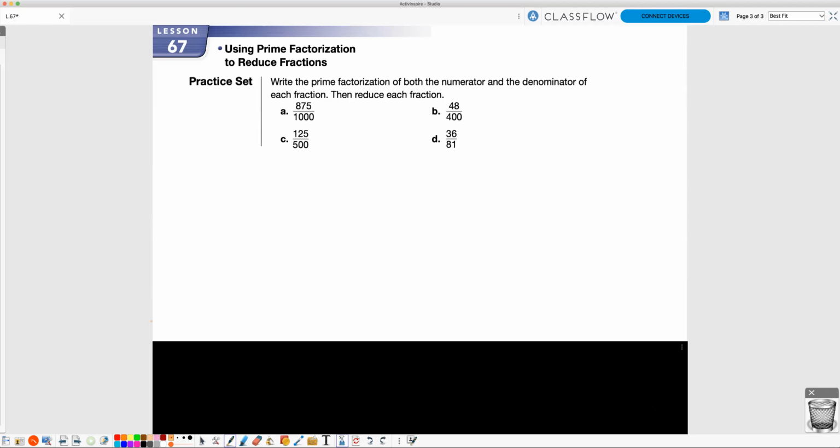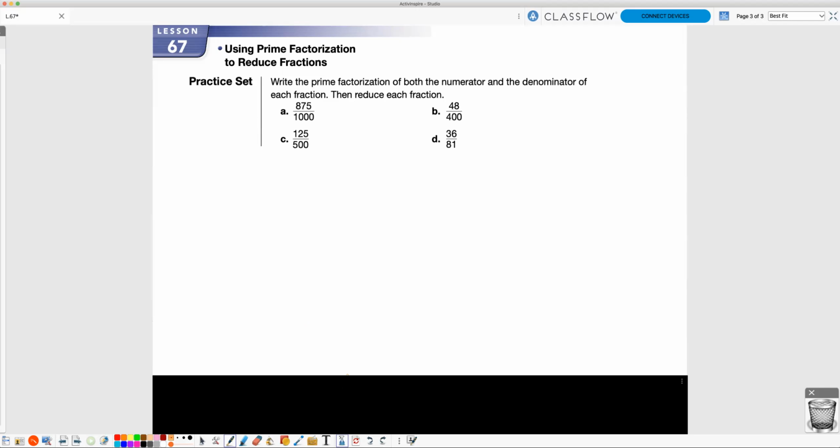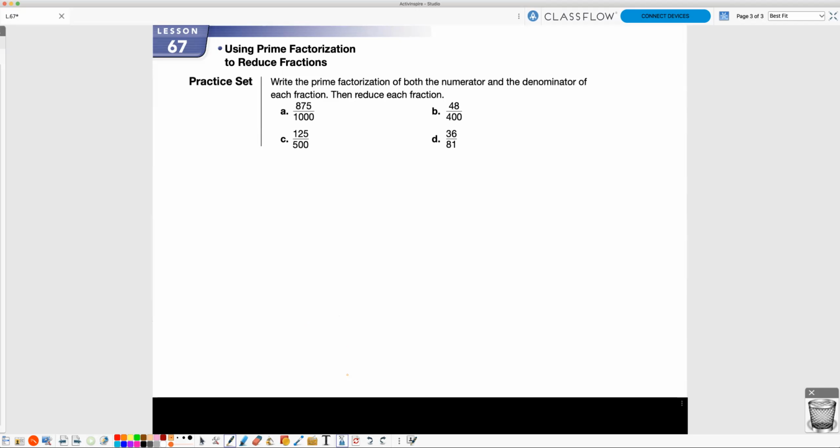All right, so let's write the prime factorization of both the numerator and the denominator of each fraction and then reduce the fractions. So for letter A, I'm going to start with 875, and I'm going to do division by primes. I know that it's divisible by 5 because it ends in 5. So this 5 will go into 8 one time. That'll be 3 away from there. So this would be 37 divided by 5, which would be 7. That would get me to 35, which is 2 away. 25 divided by 5 is 5.